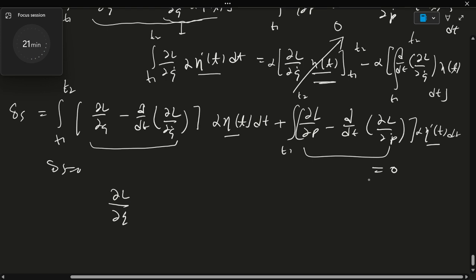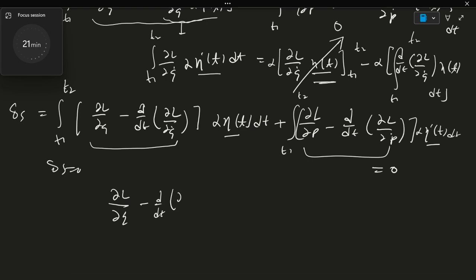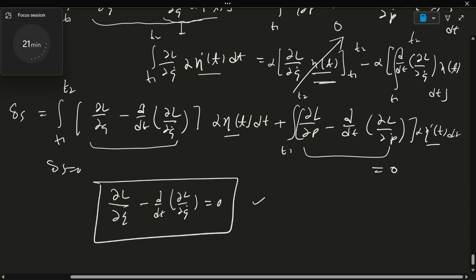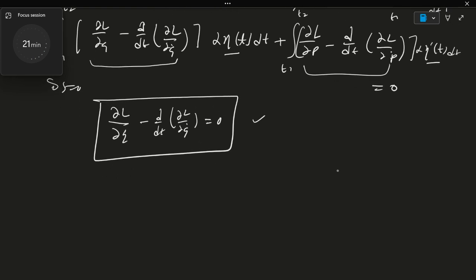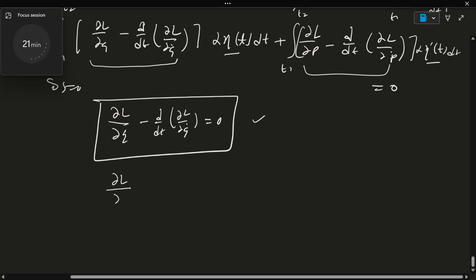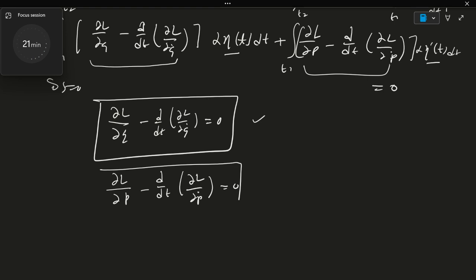So your ∂L/∂q minus d/dt of ∂L/∂q̇ equals 0, and this is nothing but your Lagrange equation. So you have also got the Lagrange equation here, and the second part, your ∂L/∂p minus d/dt of ∂L/∂ṗ equals 0. So you got the two equations.